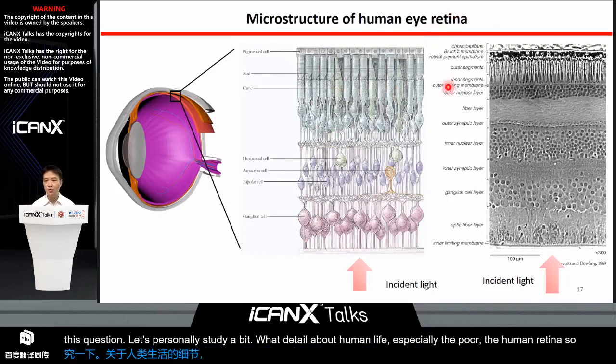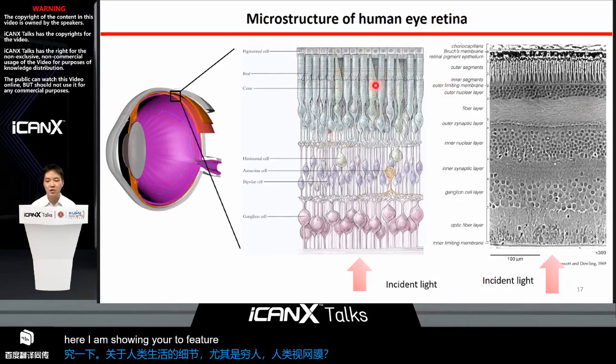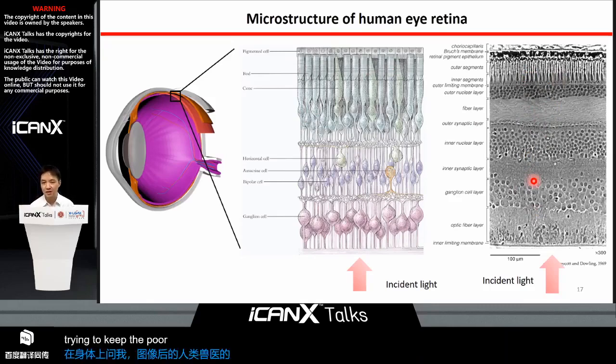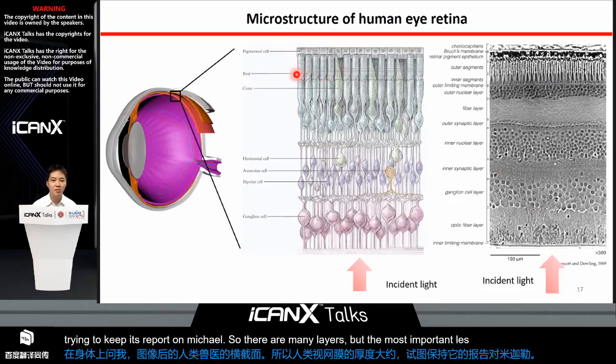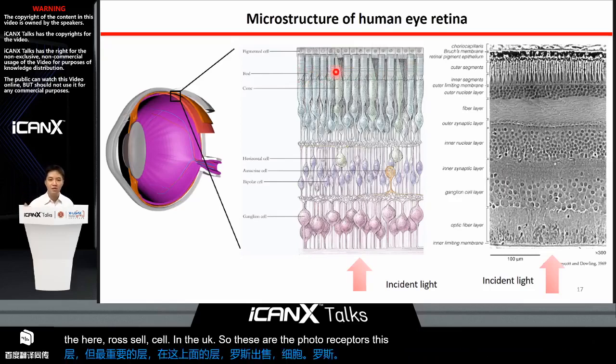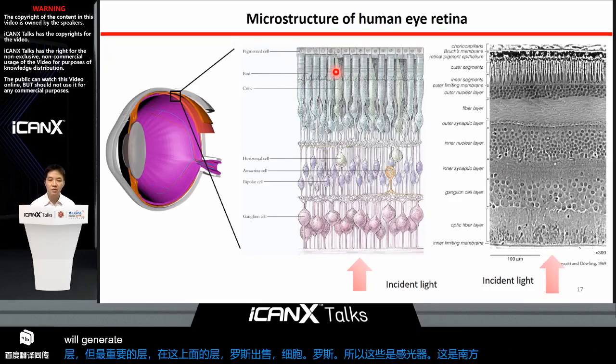Here I'm showing you 2 pictures. The picture in the middle is a schematic of the retina, and the picture on the right is an SEM image of the cross-section of the human retina. The thickness of our human retina is around 350 to 400 micrometers. There are many layers. The most important layer is the one on the top over here, the rod cell and the cone cell. These are the photoreceptors. Once these cells receive the optical stimulus, they generate the neural electric signal.